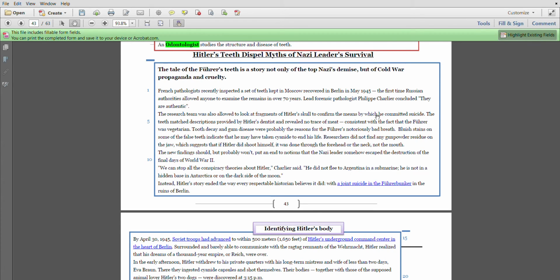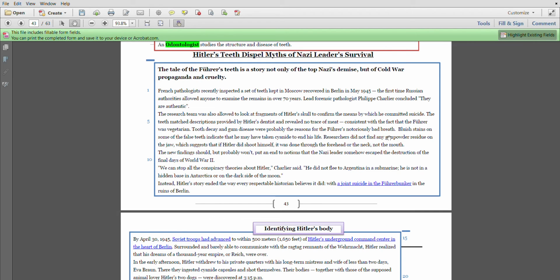committed suicide. The teeth matched the descriptions provided by Hitler's dentist and revealed no trace of meat, consistent with the fact that the Führer was a vegetarian. Tooth decay and gum disease were probably the reasons for the Führer's notoriously bad breath. Bluish stains on some of the false teeth indicate that he may have taken cyanide to end his life.